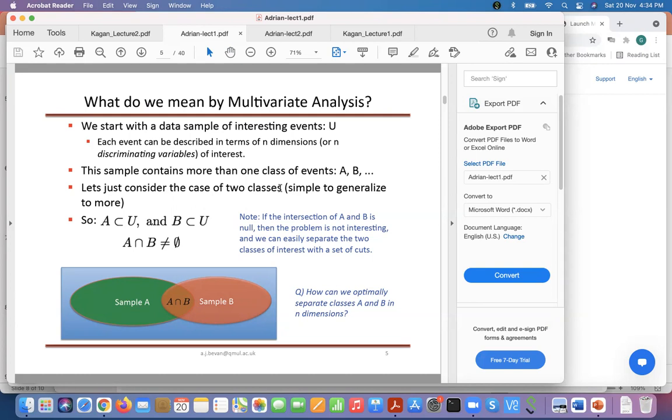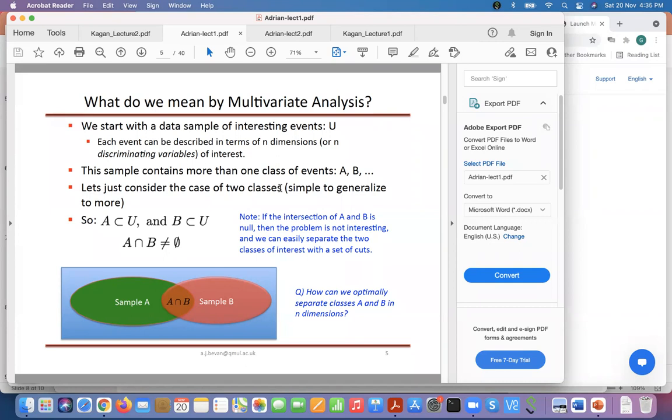So normally, in data analysis, particularly in the classification case, we have the total data sample, and the total data sample is supposed to be a union of many interesting classes of event. In this particular case, for example, you see the data is part of sample A and sample B.